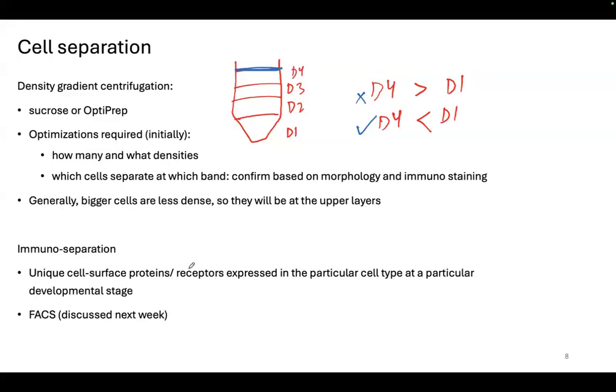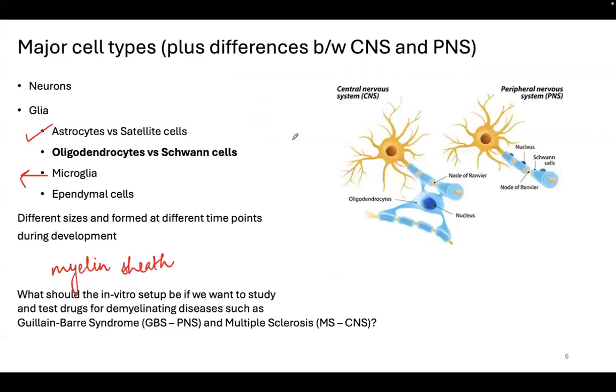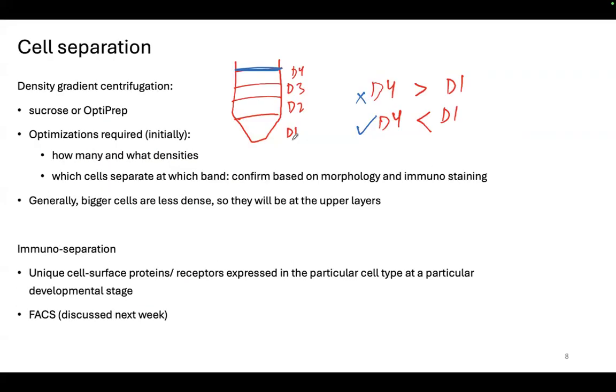So the first bit stays the same. You isolate your tissue of interest, and then you do a single cell dissociation by whatever means, and then you get single cells. Cell contact is broken. Now that cell suspension has multiple cells of multiple types. Let's say you have 100 neurons, 50 astrocytes, 20 oligodendrocytes, and maybe 10, what's remaining? Microglia, right?